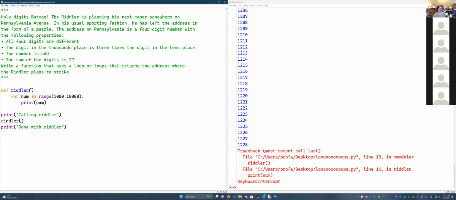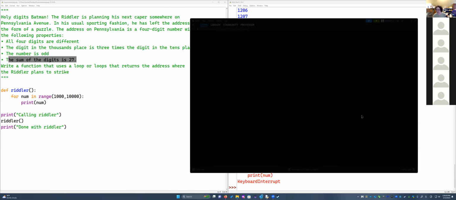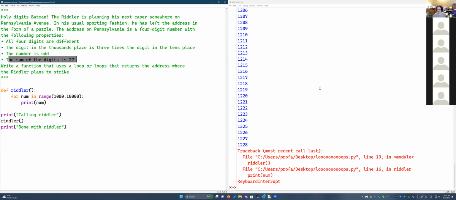down by using these. All 4 digits are different. The digit in the thousands place is 3 times the digit that's in the tens place. The number is odd, and the sum of the digits is 27. Now, some of these we need if statements for. Let's go ahead and put those out. Okay. So some of these we need if statements for, but actually some of these we can be clever about.